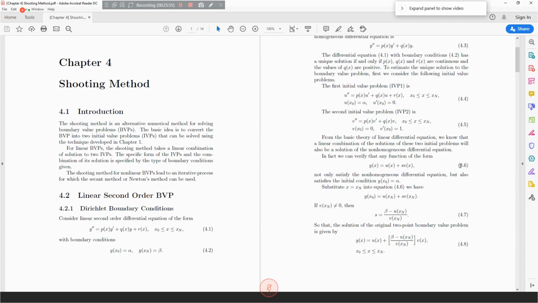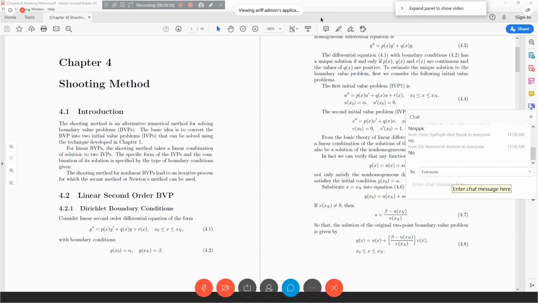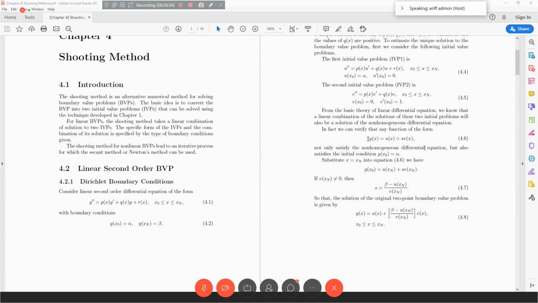Okay, up to equation 4.6. Any question? Any question you want to ask? Open for questions. Any question? Ada. Okay, can proceed. Faham ke ni? Faham. Saya pun tak faham my English ni. Aduh. Okay, right.